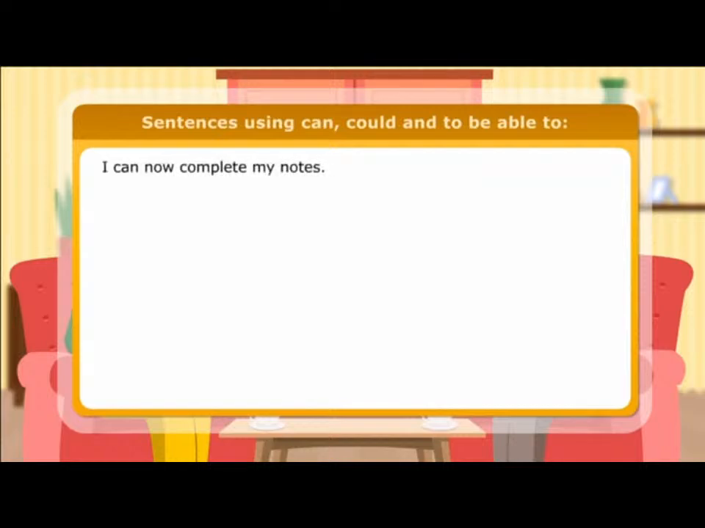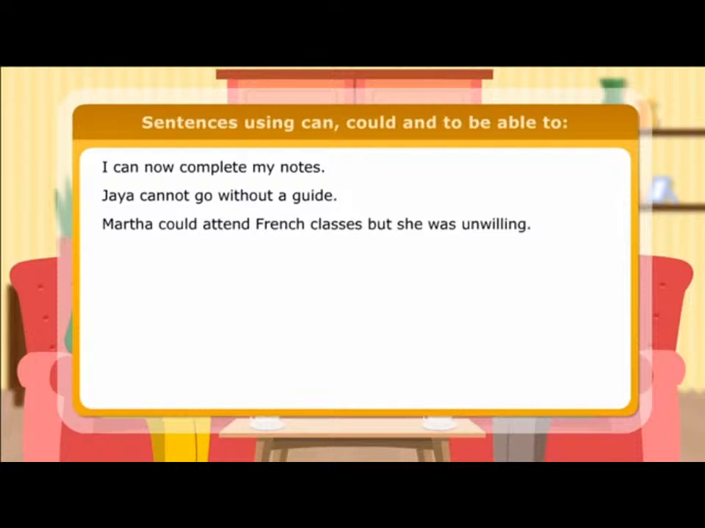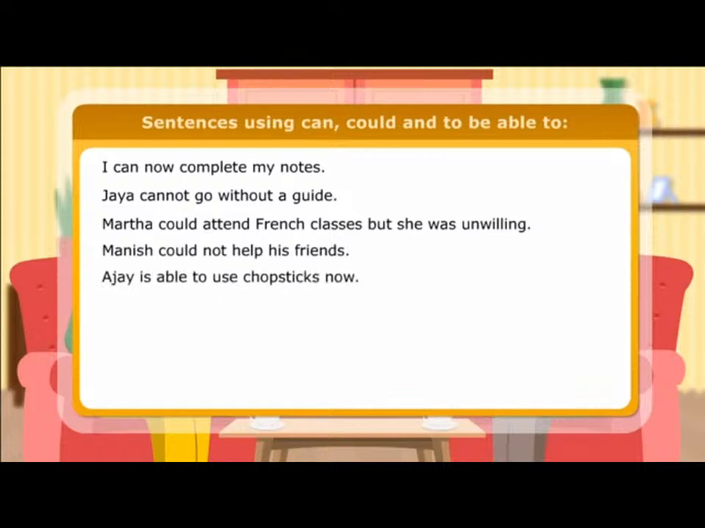I can now complete my notes. Jaya cannot go without a guide. Martha could attend French classes, but she was unwilling. Manish could not help his friends. Ajay is able to use chopsticks now.